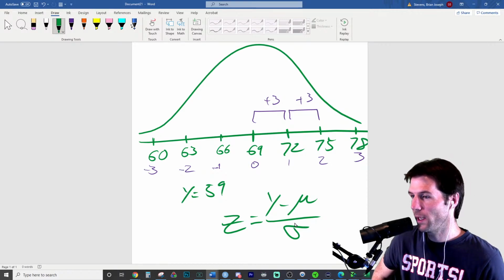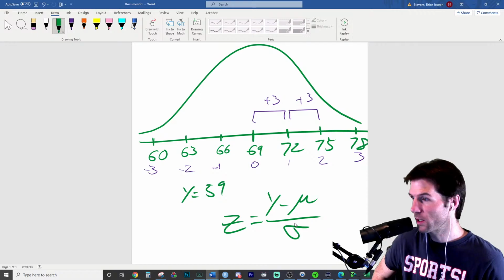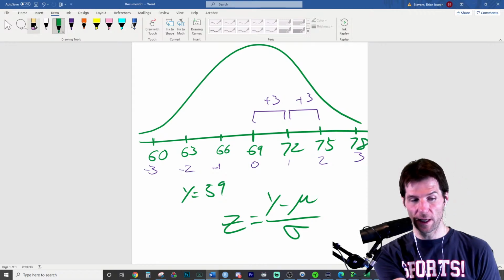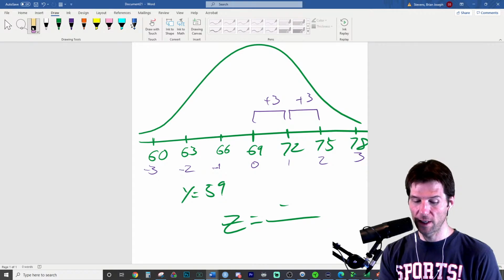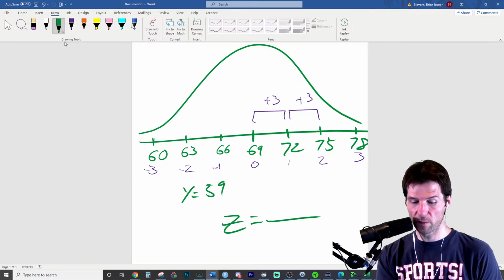So Brian's friend was 4'11". Take a moment, see if you can figure it out. Brian's friend was 4'11". What was their z-score? Tiffany, amazing work. You're getting it. And that means he's 3.333 standard deviations below the mean.